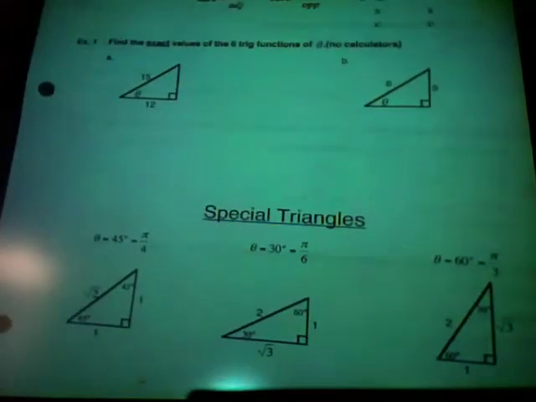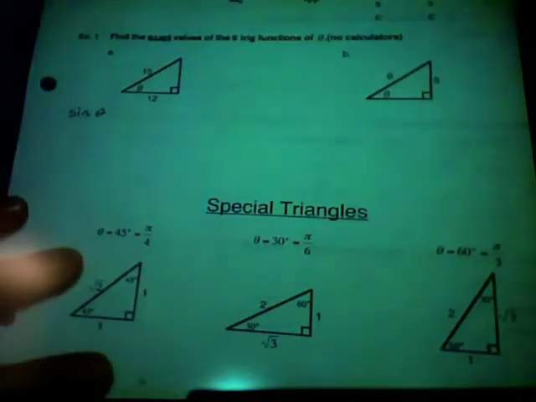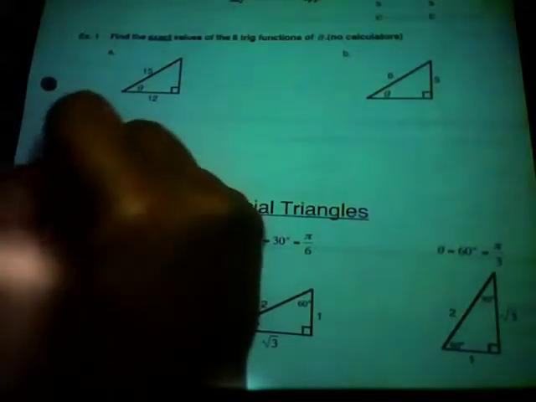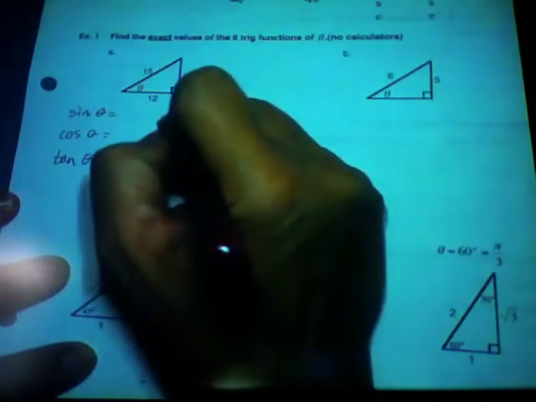Find the exact values of the 5 trig functions of theta. No calculators. So Sabrina wanted to know why we had to write in pi over 4 every single time. Because when you get to this type of problem, now we have to write in theta. So if I'm doing sine of theta, I don't know the angle, right? And then cosine, tangent, equals. And what's the inverse of sine? Don't look. Cosecant, secant, cotangent, equals.